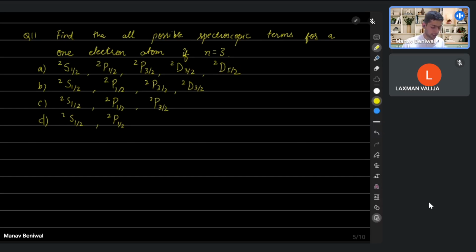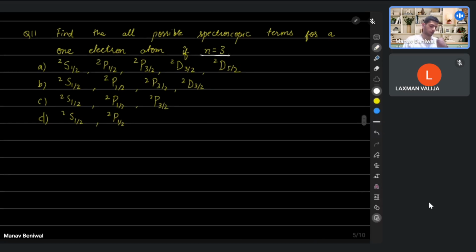So we are given that we have a one-electron atom, which is a hydrogen-like atom, and we are given n is 3. So this is our principal quantum number, n is 3. So let's write that down here. If our n is 3, what will be our possible values of L? L can be 0, or L can be 1, or L can be 2.